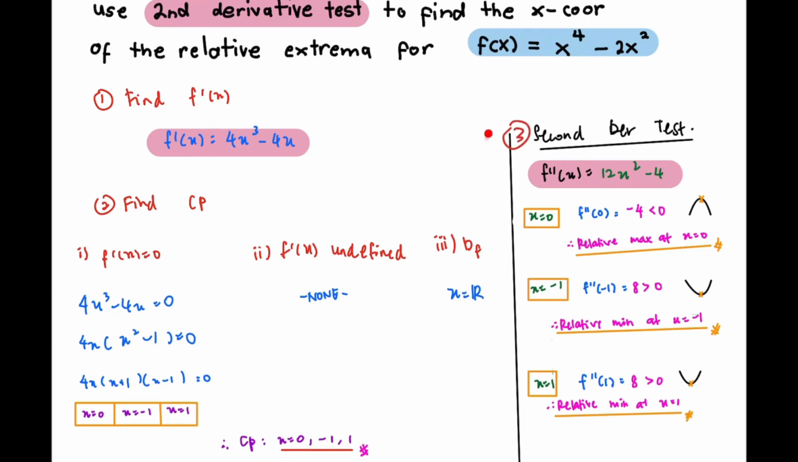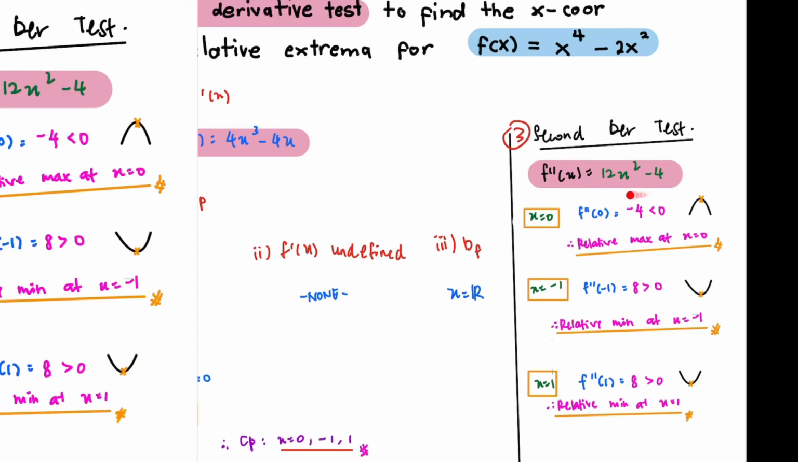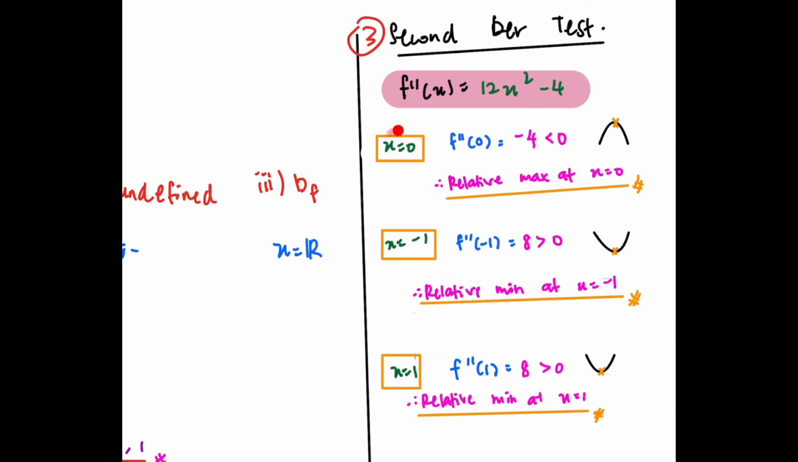Now, let's go to step number 3, which is to check our second derivative test. From f prime x, let's differentiate further. This is just the power rule, bring down the power and reduce it by 1. Therefore, your f double prime is 12x squared minus 4. Now we have finished finding the second derivative. So now let's test our critical points one by one.